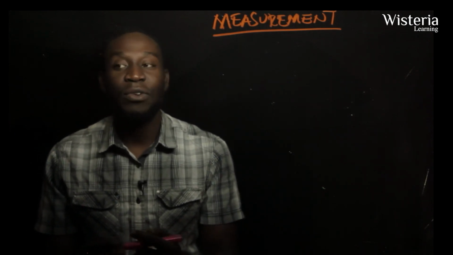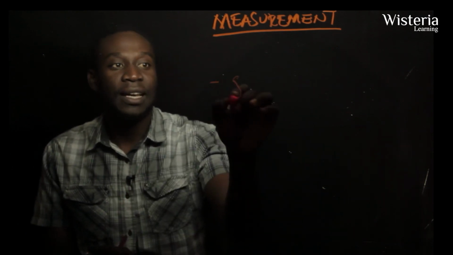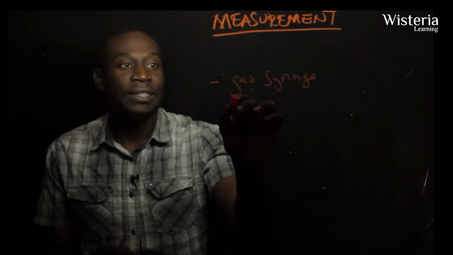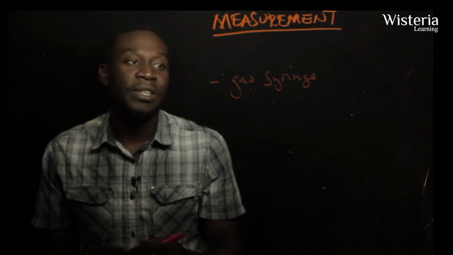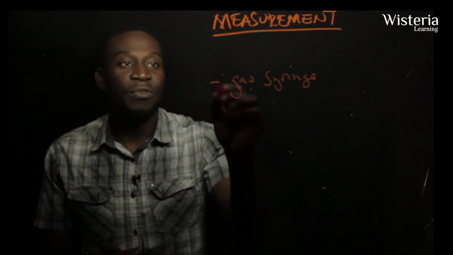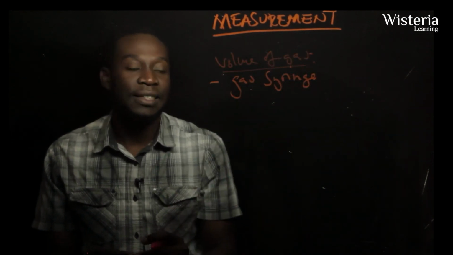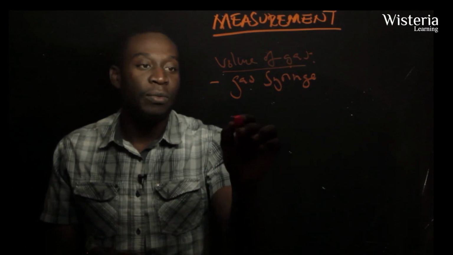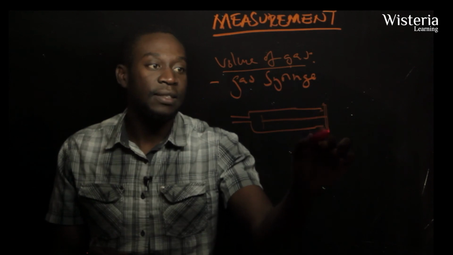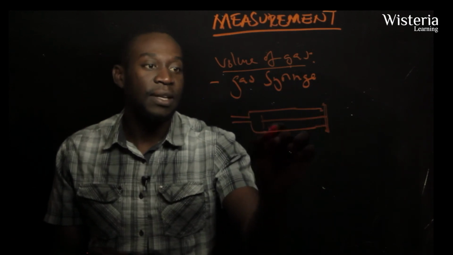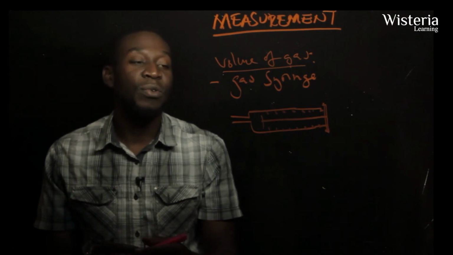Now, how can we measure the volume of a gas? For a gas, we usually use a gas syringe. We all know what a gas syringe is because we have seen it in hospitals. So we usually use a gas syringe to measure the volume of a gas. We know how this gas syringe looks. A gas syringe, in simple terms, can be like this. That's the one that we use to measure the volume of a gas.